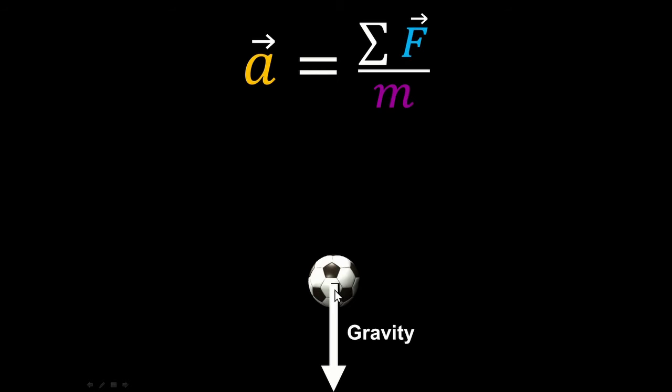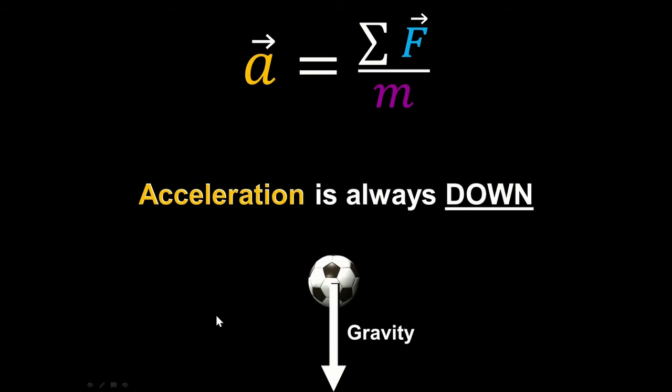So if you kick a soccer ball, once it leaves your foot, the only force acting on it is gravity, and gravity's pulling down the entire time, so it is accelerating down the entire time. Even when it's moving up, it's accelerating down because it's slowing down.